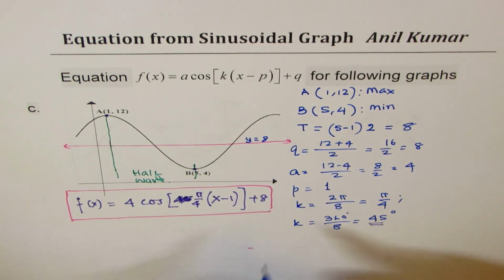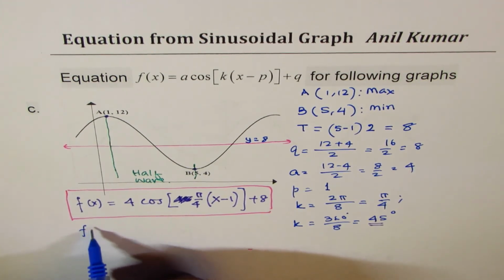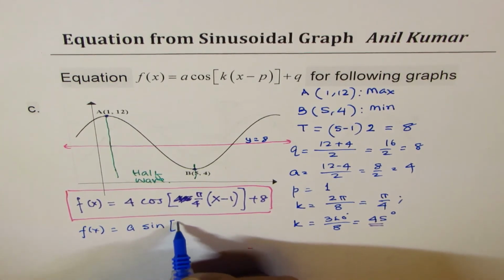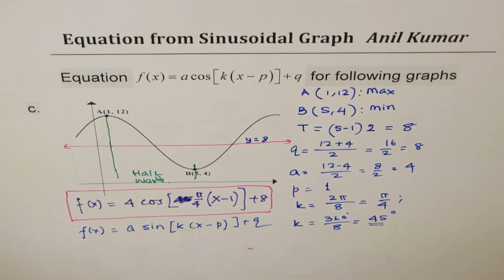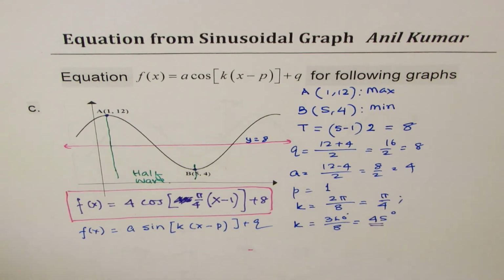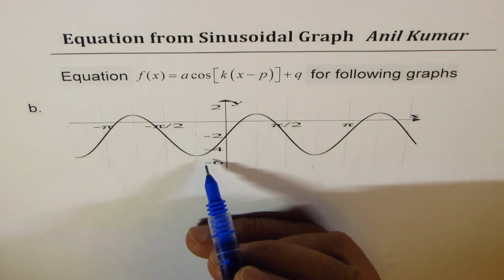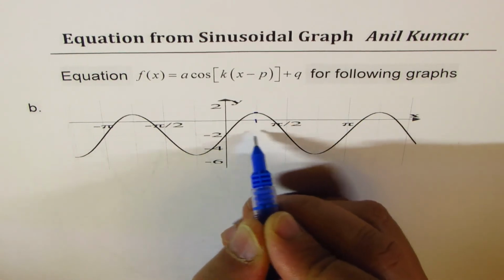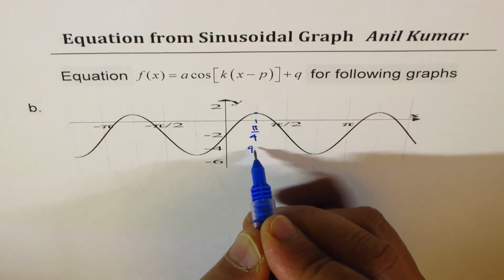Now, as an added exercise, I'd like you to write down the equation in the form of f of x equals a sine k x minus p plus q. Okay, so try to write down an equation in these terms. Here we are given a sine function where the maximum is at pi by 4, or you can say 90 degrees, 45 degrees.